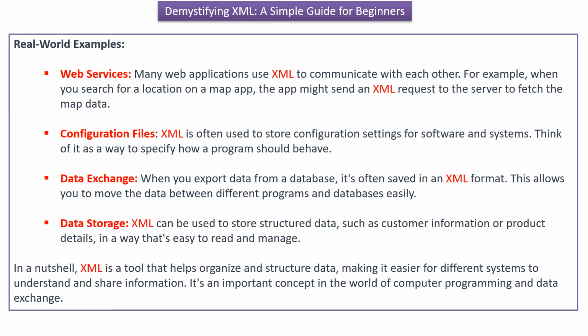The second one is configuration files. XML is often used to store configuration settings for software and systems. We can think of XML as a way to specify how programs should behave. Third point is data exchange. When you export data from a database, it is often saved in XML format, and this allows you to move the data between different programs and databases very easily.